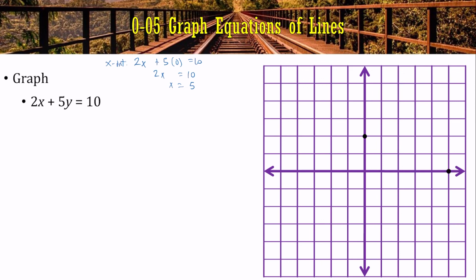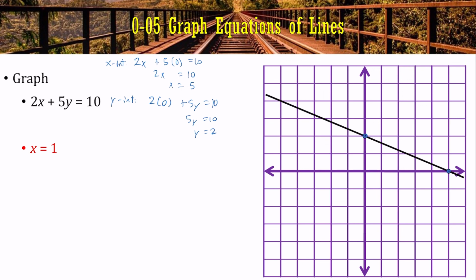Well, I got both points. The y-intercept, I make x 0 and solve for y, which ends up being 10 divided by 5, or 2. So I have the x-intercept and the y-intercept, and then you just draw a line connecting them.